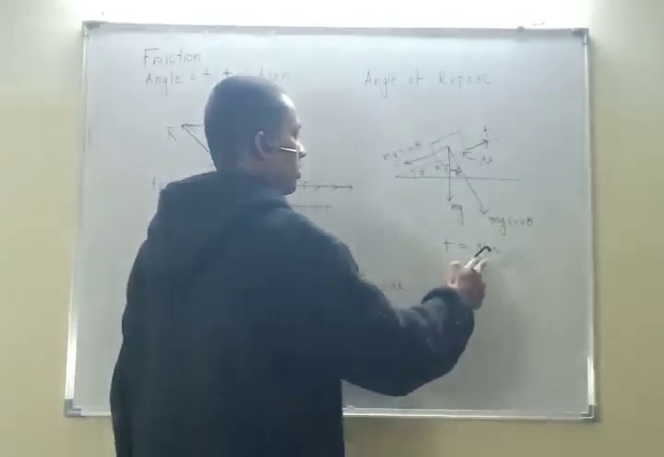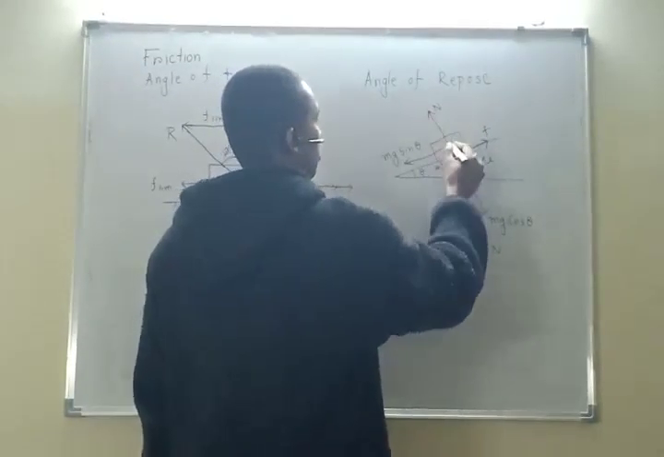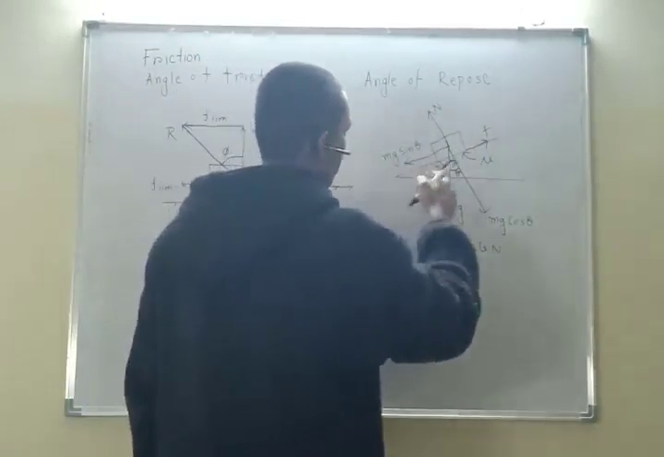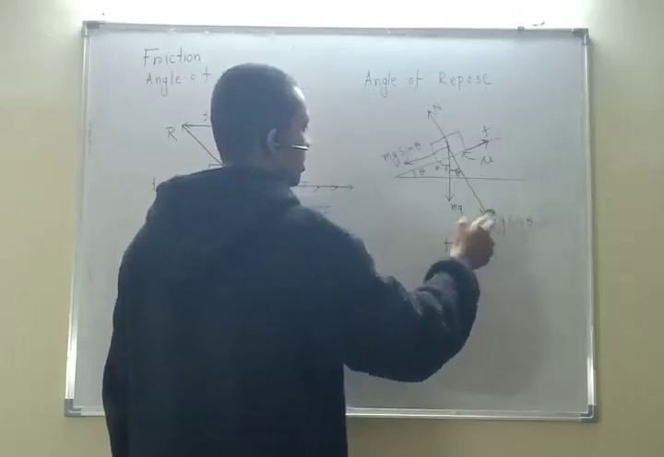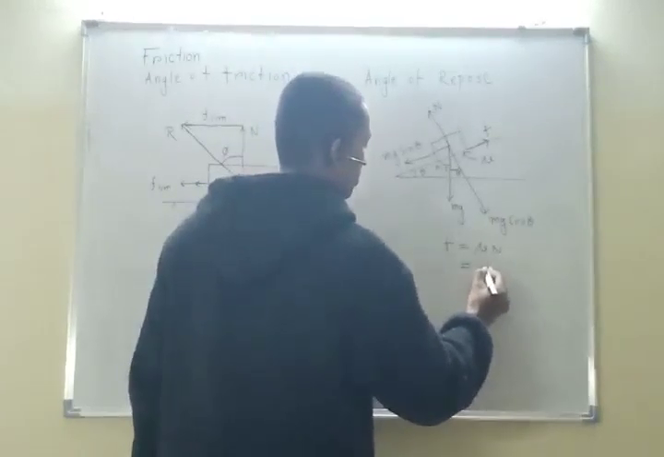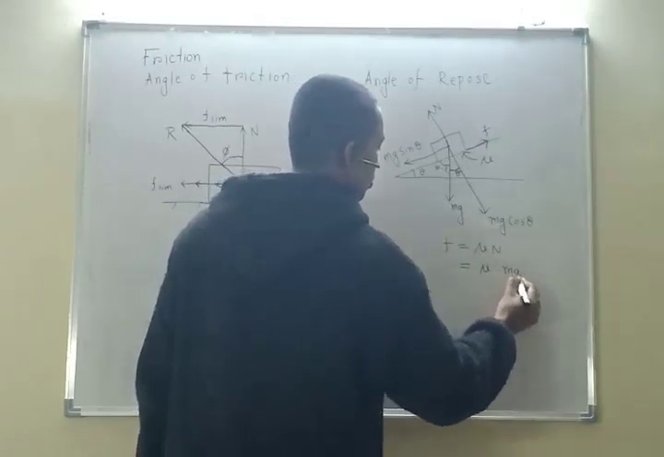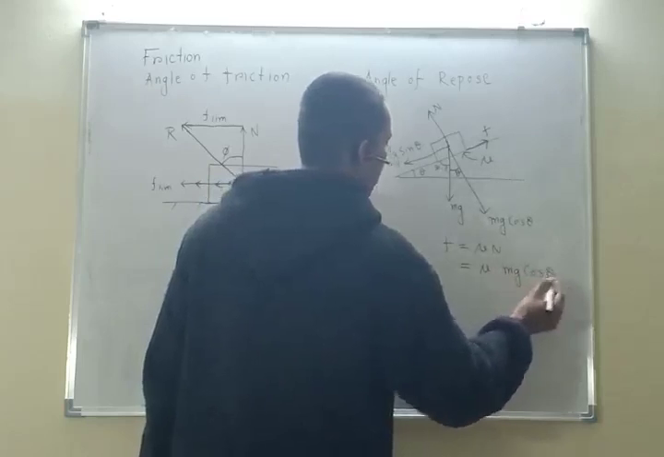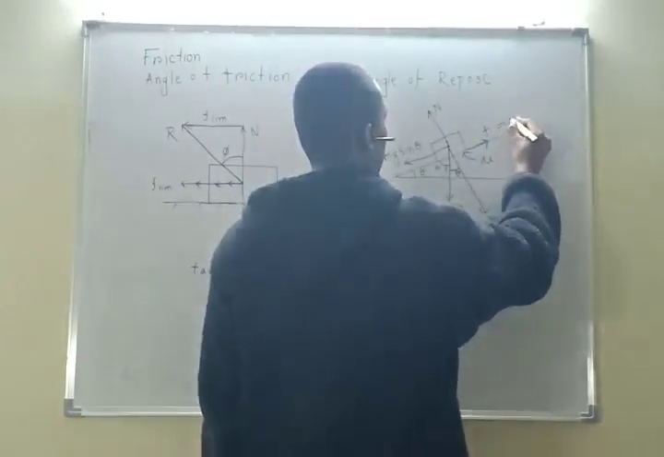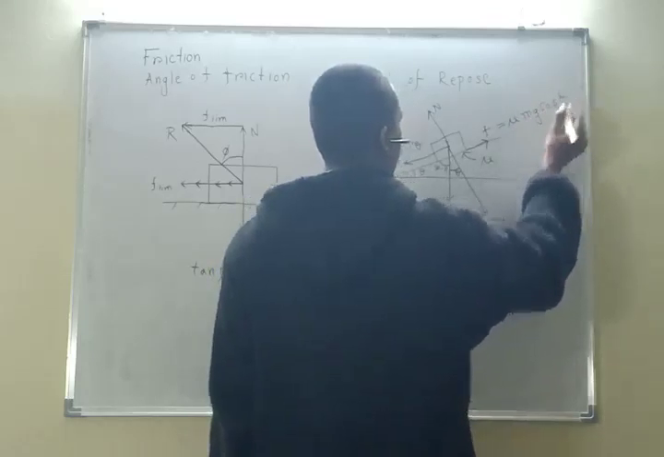What is the normal reaction? Normal reaction is N. From the summation of all vertical forces equal to 0, we can say this N and mg cos theta have to be equal. So N is equal to mg cos theta. So right now we can write mu times mg cos theta, acting in this direction.